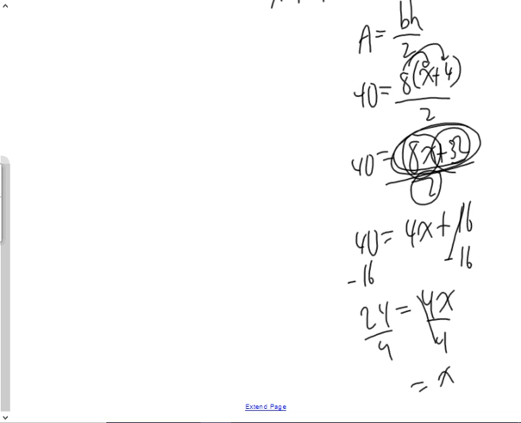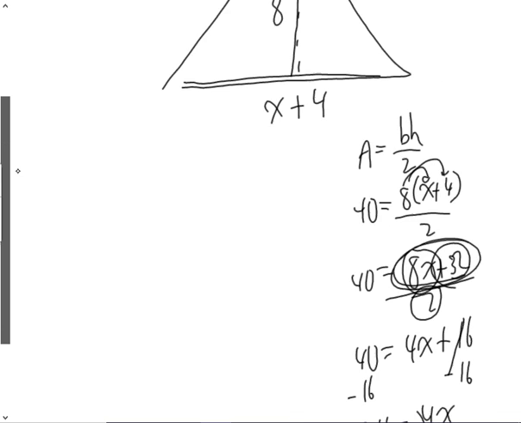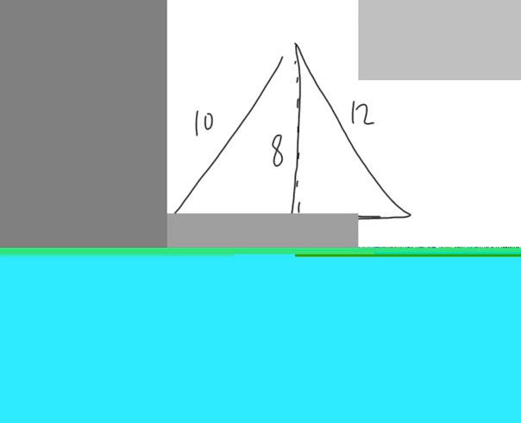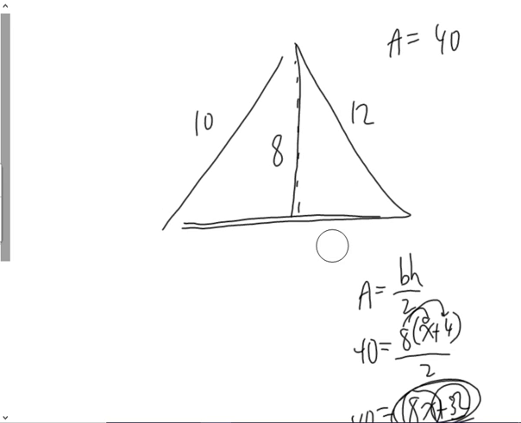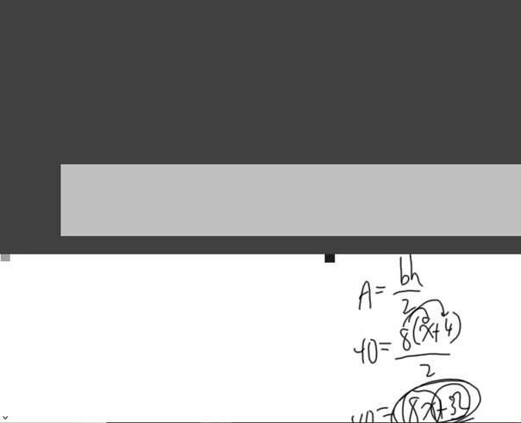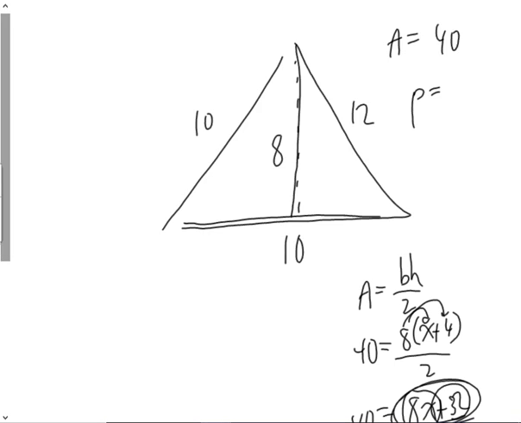X will equal 6. So again, just like the last question, once you've solved for x, take it back here, substitute it in, then change the distance to be, instead of 6 plus 4, it's 10. And the perimeter of this one would be 10 plus 12 plus 10, which is 32 as the perimeter.